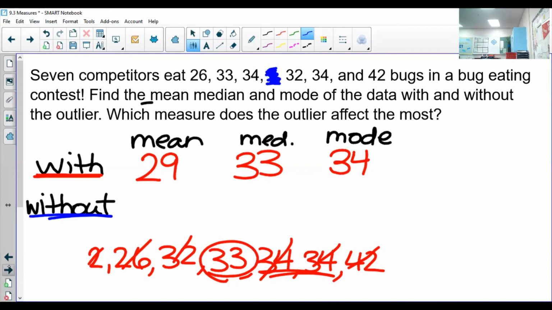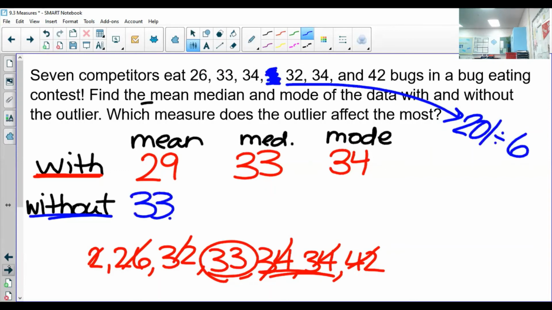So we're going to add all these up. We're going to do 26 plus 33 plus 34 plus 32, 34, and 42. 201. Okay? Add those all up, and it's going to equal 201. And this time, we're only going to divide by 6 because we took one of the numbers out. When you divide by 6, you get 33.5.